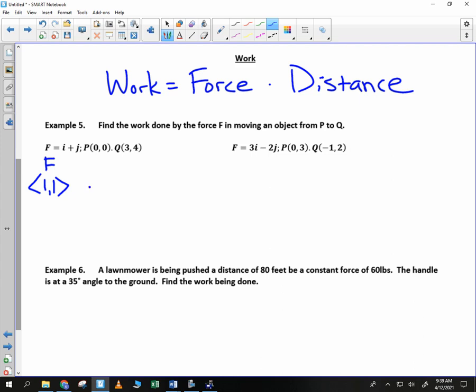And now I need a distance vector. It says I'm moving the object from P to Q. Tell me, if I move it from P to Q, how many units do I move it horizontally? 3. How many units did I move it vertically? 4. And so the amount of work done is 1 times 3, which is 3, plus 1 times 4, which is 4, or 7 units of work.